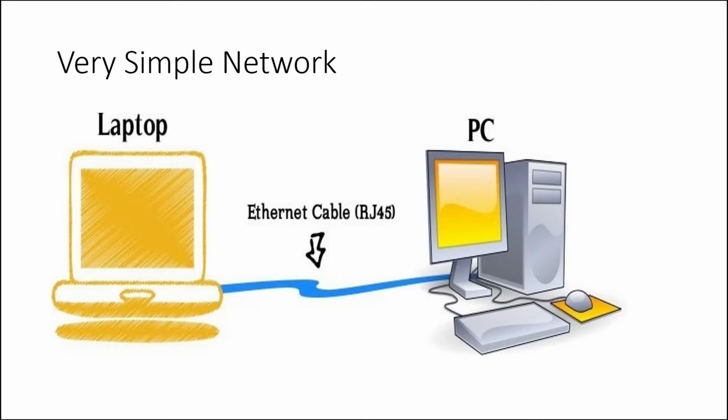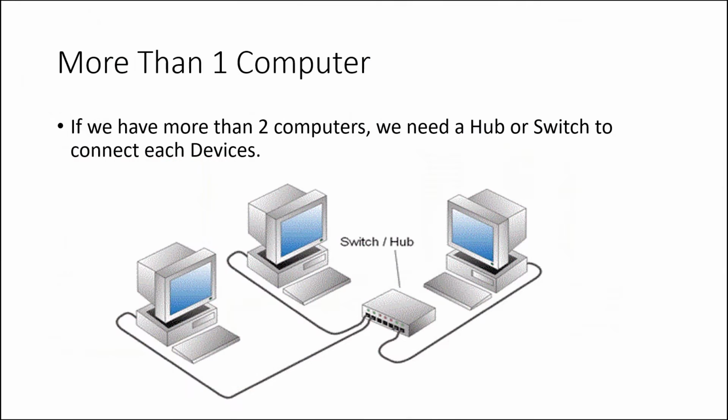So this is a very simple network connecting two devices using an RJ45 cable. And we can also say a simple network is, if you connect your mobile with another mobile using Bluetooth, it's also a network. And if you connect your mobile with a PC, it's also a network. So guys, let's go to the next slide.